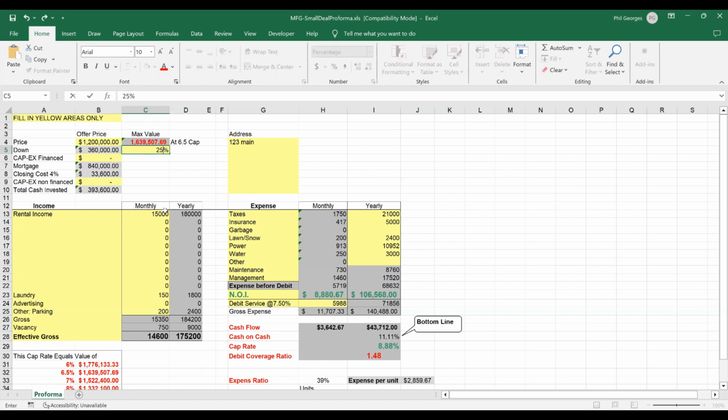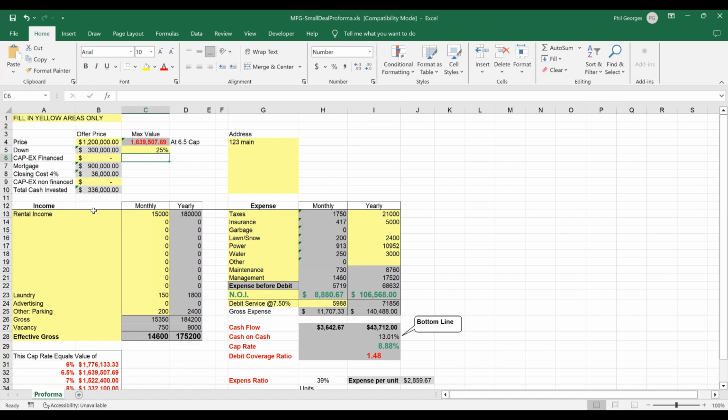So doing 25%, that gives me a $900,000 loan on a $300,000 down payment. If I am financing any CapEx, for example, if I'm doing a bridge loan or a hard money loan, I might put that money in there. Then it gives you the total loan amount. It gives you a 4% closing. And if you have non-finance CapEx, put that number in the yellow box here. That'll give you the total amount of money you need invested to complete this deal.